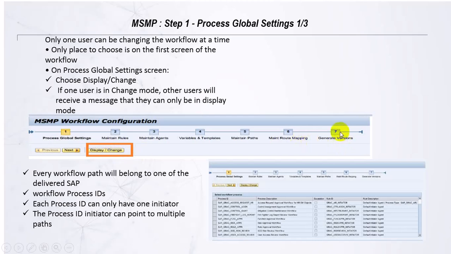If you are in, say, the sixth stage or seventh stage or the second stage and you want to modify, and you are not able to see the appropriate settings, then you have to come to the first stage and click on display or change. Then only you will be able to modify the workflow. The settings exist in the first stage.